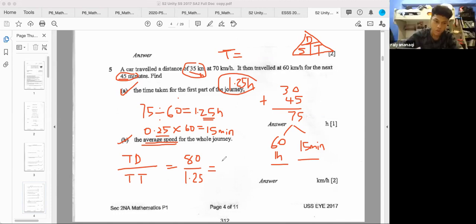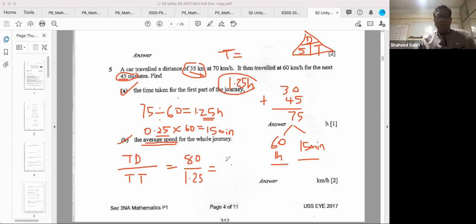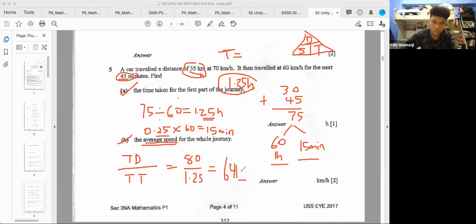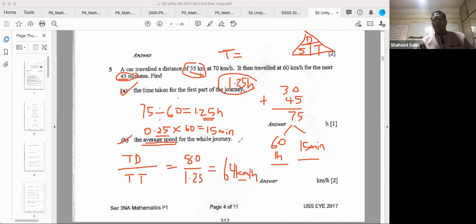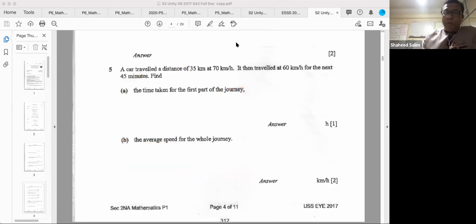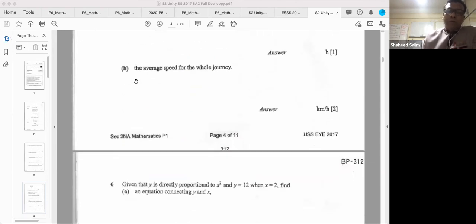It's equal to 64. Okay, your unit is what? Kilometers per hour. Well done. So you're clear? Okay, good. All this you have to revise. In Sec 2, you have a lot of this. Once you go to Sec 3, this is supposed to be in your area of knowledge too. They will test also.